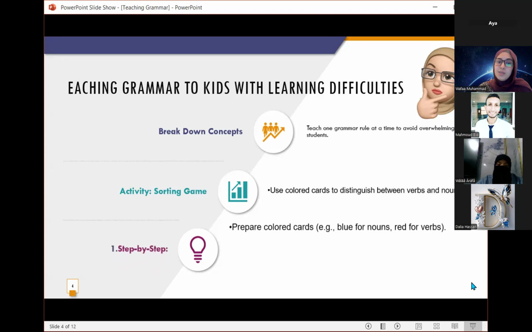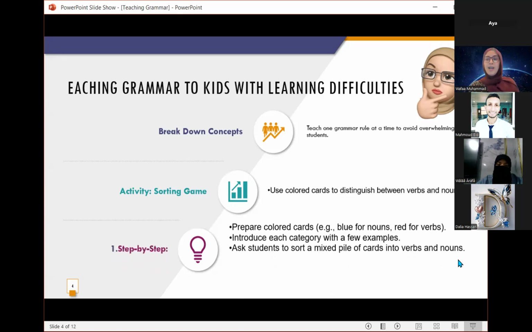Let's do this step by step. You can prepare some colored cards, blue for nouns and red for verbs, introduce each category and give a few examples. Like a verb. Okay, guys, if I do an action, this is a verb. Like jump, and I jump. Read, do like this, or hold the book. Write, run, and so on. So what's going on there? I am teaching them some verbs.